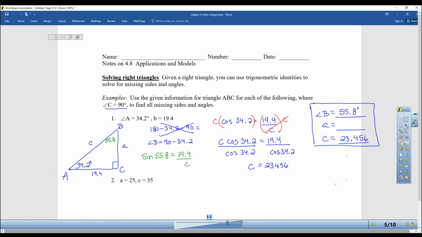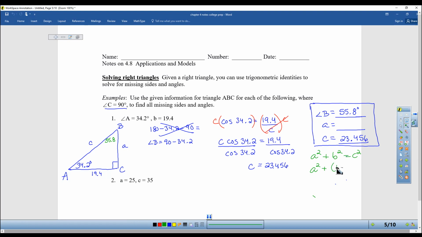Similarly, let's say now you need to know side A. So you found out side C. Now you need to know side A. There are definitely going to be people in this room, and I'm not necessarily against this, who say, oh, I'll use the Pythagorean theorem now. A squared plus B squared is equal to C squared, and that's how I'll find A.